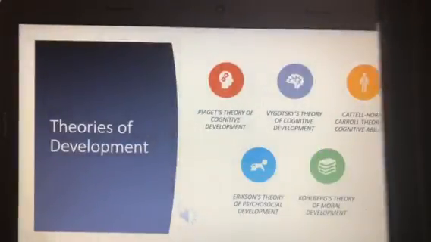The following theories of development will be discussed to outline the importance of the role they have played in the studies of child development.